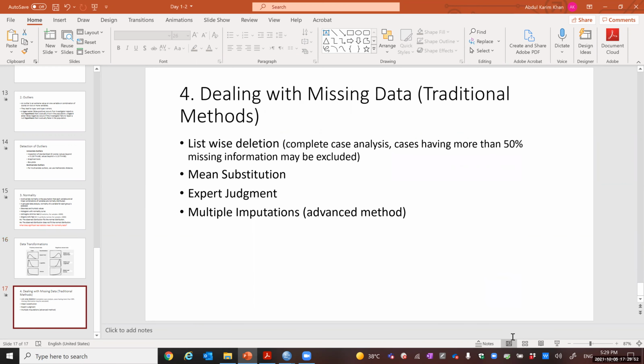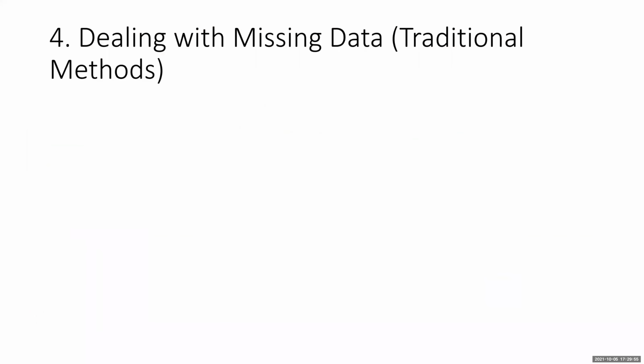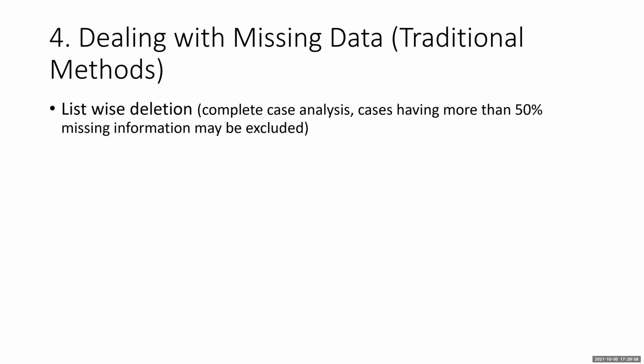So the last part from today's session is dealing with missing data, which is very important. Some of the traditional ways of handling missing data is listwise deletion, which means if you have a missing value on one of the cases, you just remove the case. But as I told you initially, if you follow this way, you are going to lose a big chunk of your data. So we don't recommend this, this is not a recommended approach. But if you have more than 50% of missing information on any case, you can exclude that.